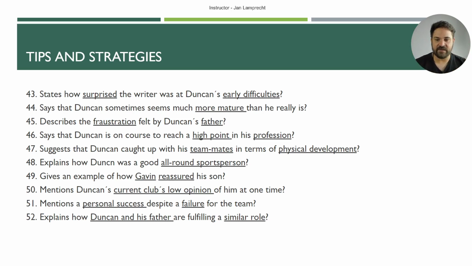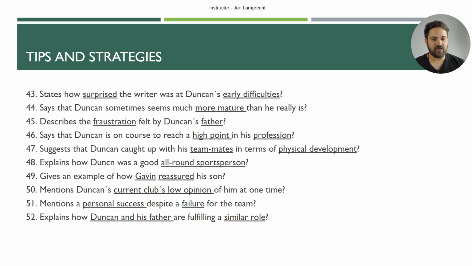I'm remembering that. Says number 46. Says that Duncan is on course to reach a high point in his profession. So I'm looking out for anything that talks about a high point in his profession. Any synonyms. Suggests that Duncan caught up with his teammates in terms of physical development. Teammates, physical development. Explains how Duncan was a good all-round sportsman. So he could do a lot of different sports. Gives an example of how Gavin reassured his son. I'm looking for synonyms of reassurance.